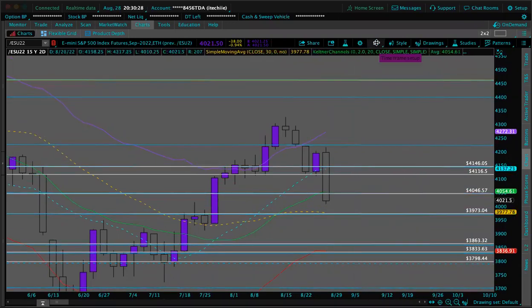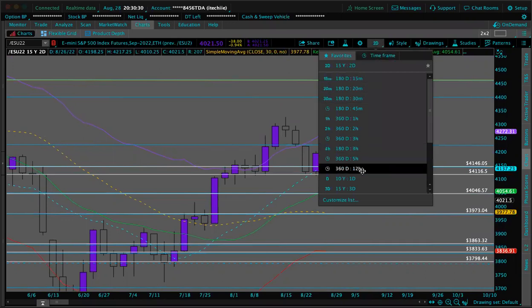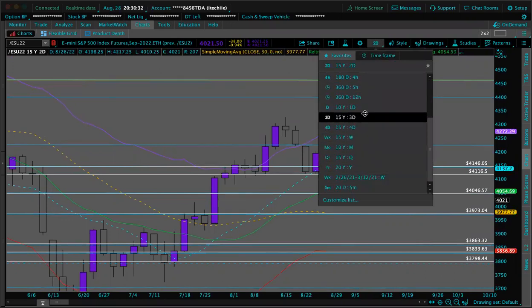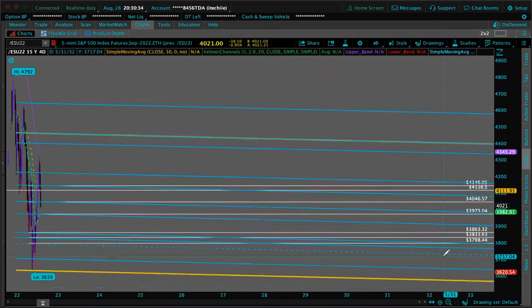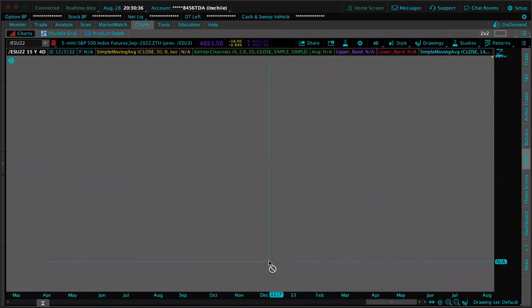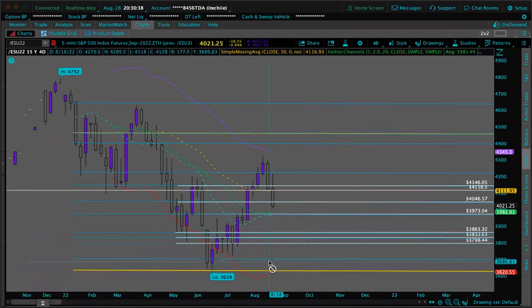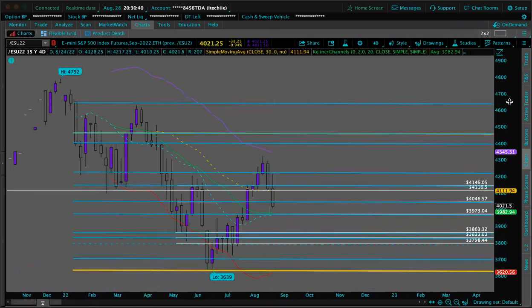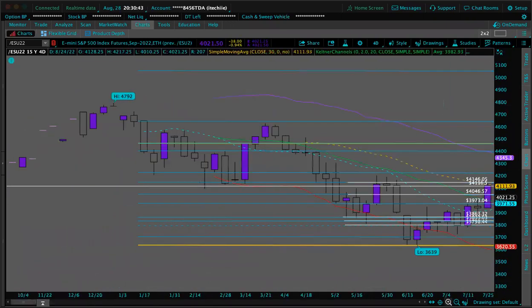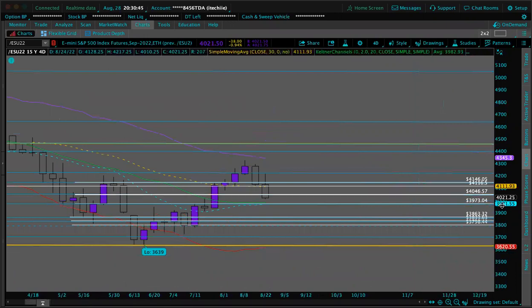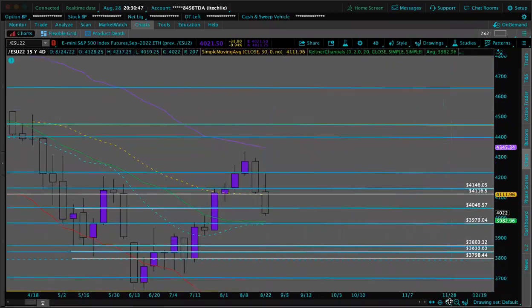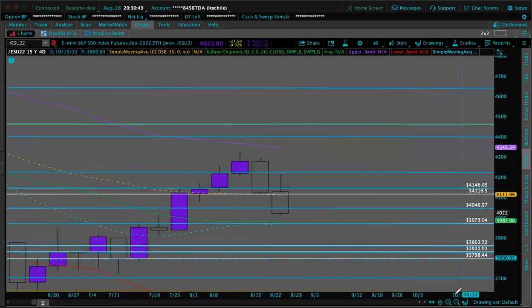So the 2D and the 4D close tomorrow, so keep that in mind. 2D and 4D candles close tomorrow. I like the 2D, but I also love the 4D. The 4D has more significance for me. It coincides with H4. I like the 4 hour and the number 4 itself. I always tell you guys about that.